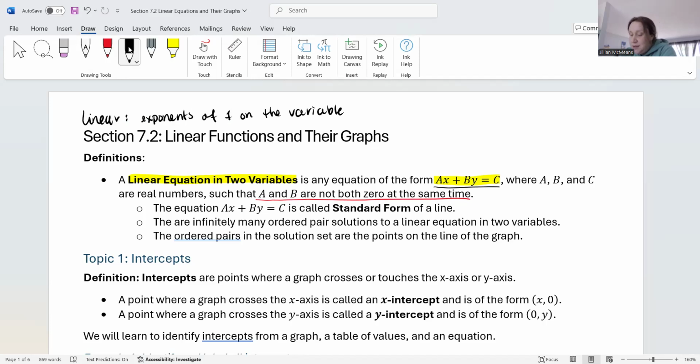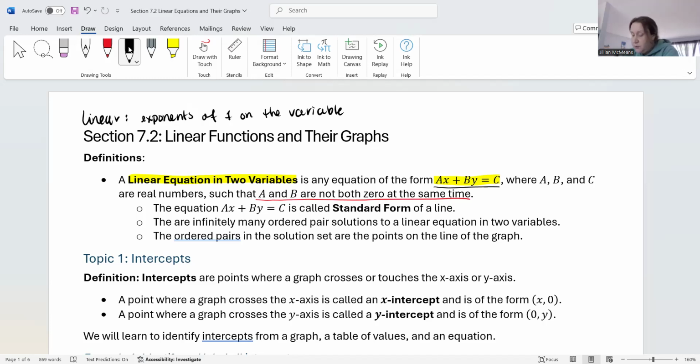Again, a linear equation in two variables is any equation of the form ax plus by equals c, where a, b, and c, that's the coefficients on x and y, and then the constant, have to be real numbers: fractions, decimals, positive, negative, whole numbers, whatever. We just have the condition that a and b can't be zero at the same time.